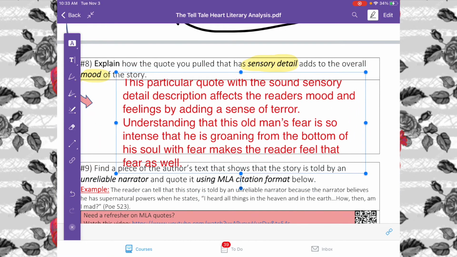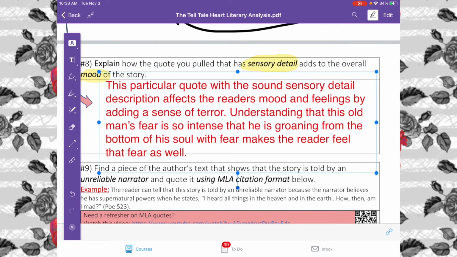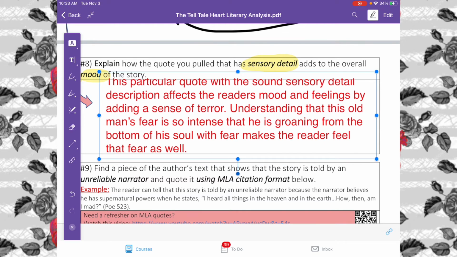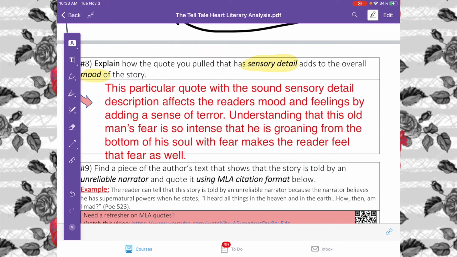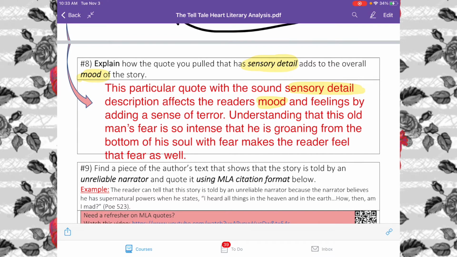Okay, so I'm using my own words to describe why that quote affects my mood. So again, we see sensory detail and mood in the prompt, so you should have somewhere in there sensory detail and mood in your response to make sure that you are actually answering the question at hand.